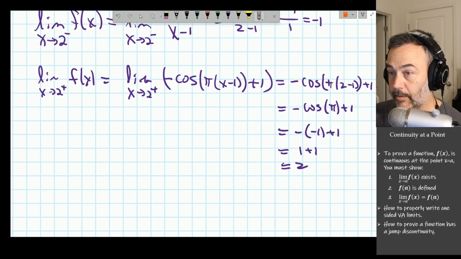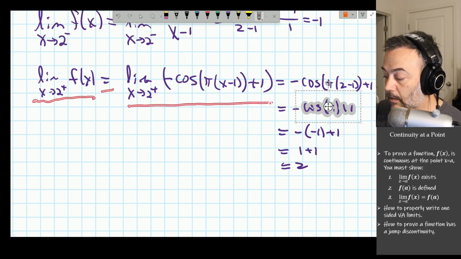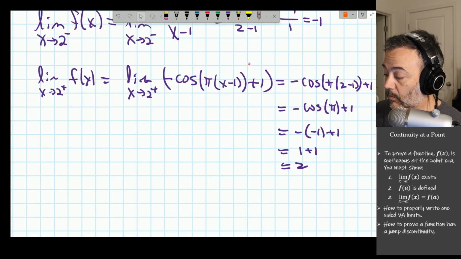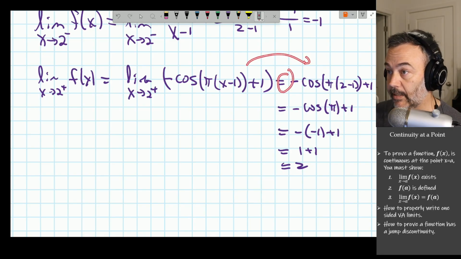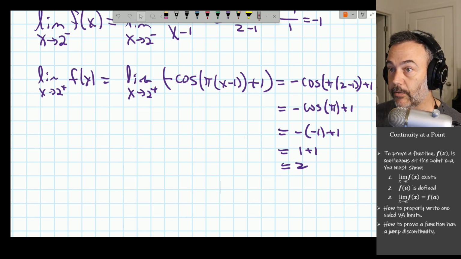Notice my chain of argument here. I started with the limit I want to find. I wrote equals the limit on the right-hand side, which I plugged in the appropriate piece of the piecewise function. Once I can do direct substitution, I drop my limit notation. I can plug everything in, do pre-calculus to evaluate it, and I get 2.